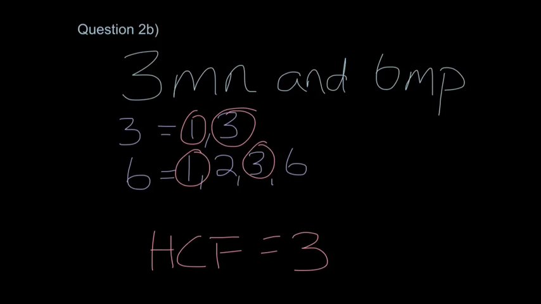Is there anything else that you can see that I might be able to pull out? Hopefully you've noticed that there's an m in both of them. So that means that the highest common factor is actually 3m.